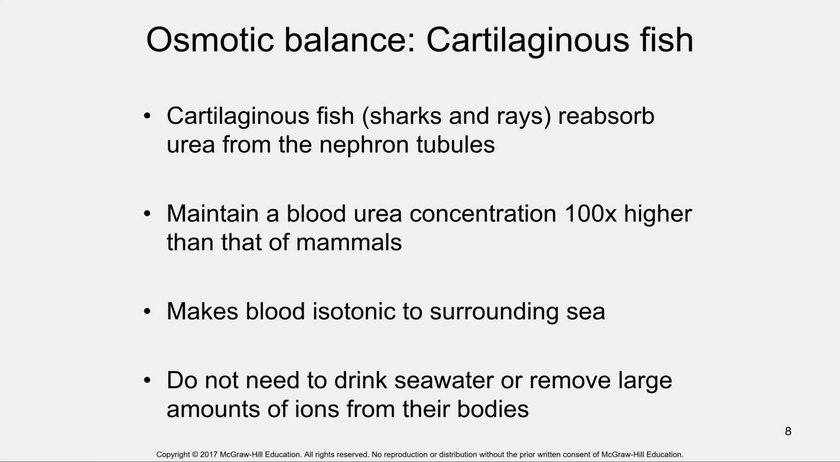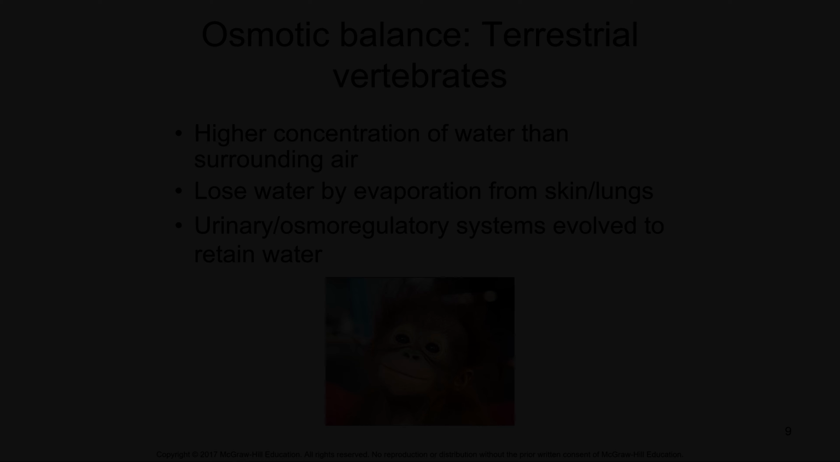Now, cartilaginous fish, which are osmoconformers, retain urea. They actually reabsorb urea from the nephron tubules, which allows them to maintain a blood urea concentration that's 100 times higher than that of mammals. And this results in their blood being isotonic compared to the surrounding seawater. And this means that they do not need to drink seawater, and they also do not need to remove large amounts of ions from their bodies.